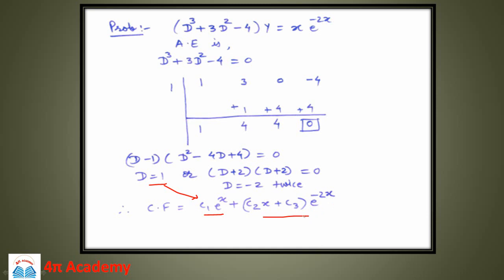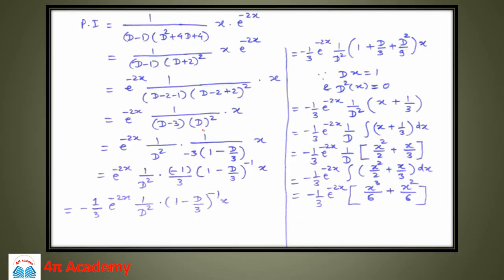So we have already seen this. So this is the complementary function. Now let us come to the particular integral which we are interested in for this lecture. So the particular integral will be equal to 1 upon (D minus 1)(D square plus 4D plus 4) into x into e raised to power minus 2x.